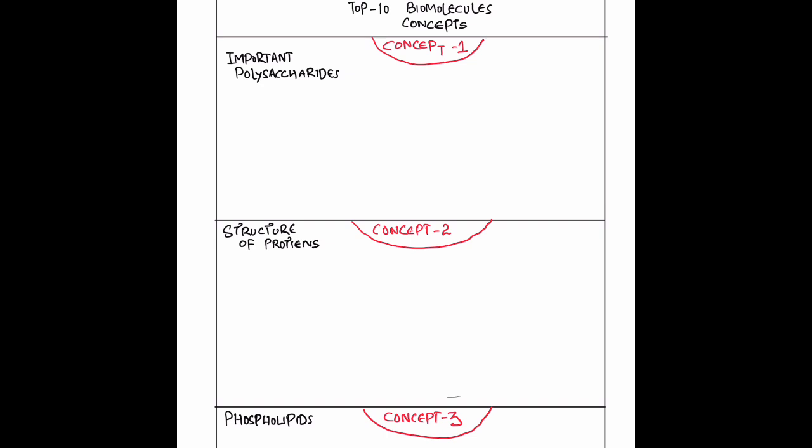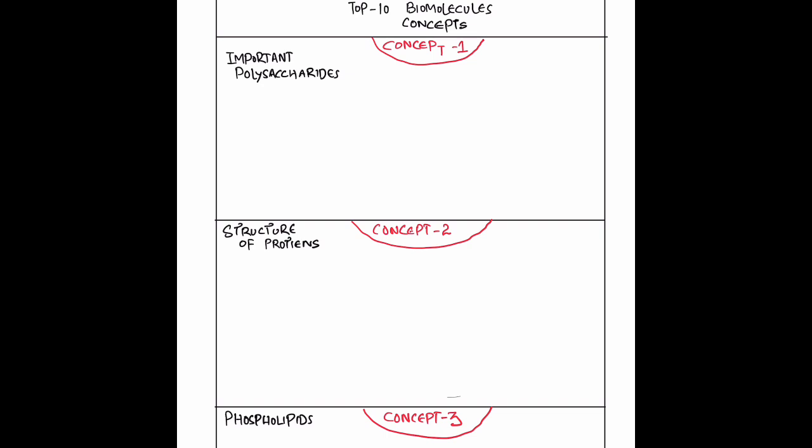So, I have already made a format of these concepts. These are more of facts than concepts, I may say, but we're going to call them concepts for now because we need to learn them in a systematic way, in a proper way, so that we'll remember them forever. So let's start from our first concept.